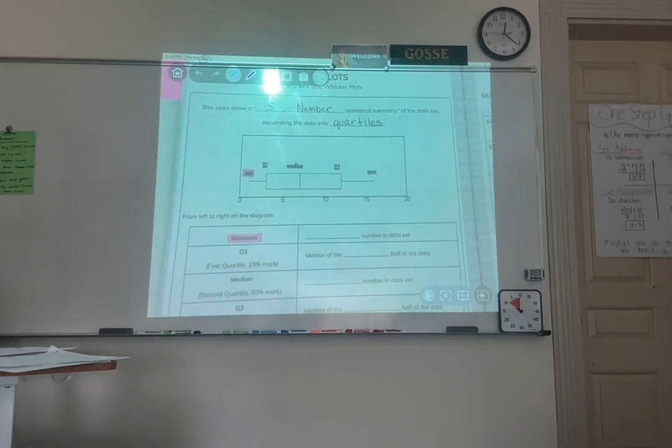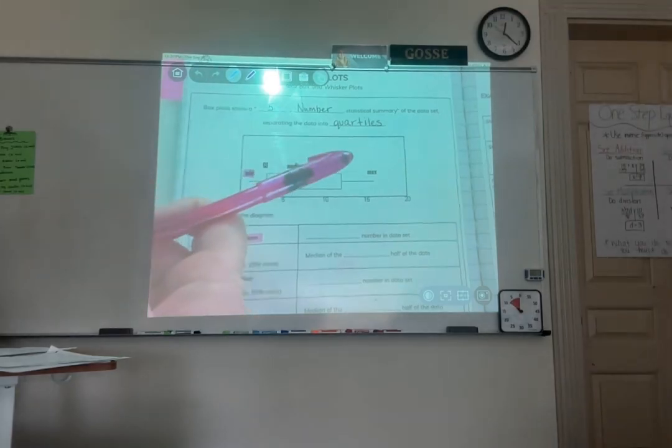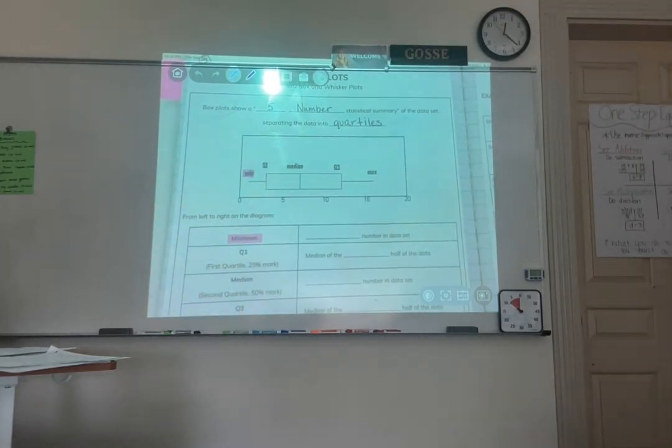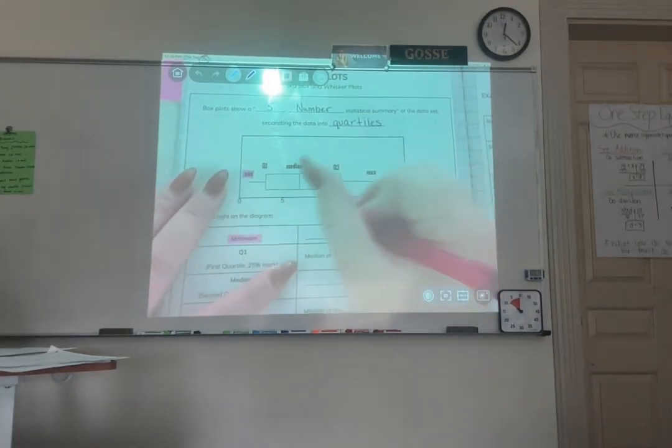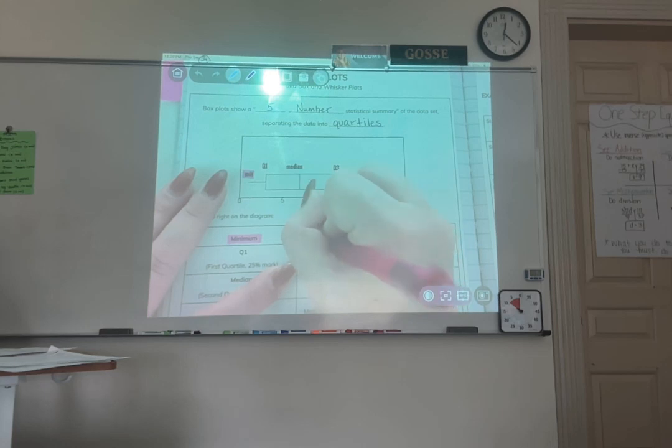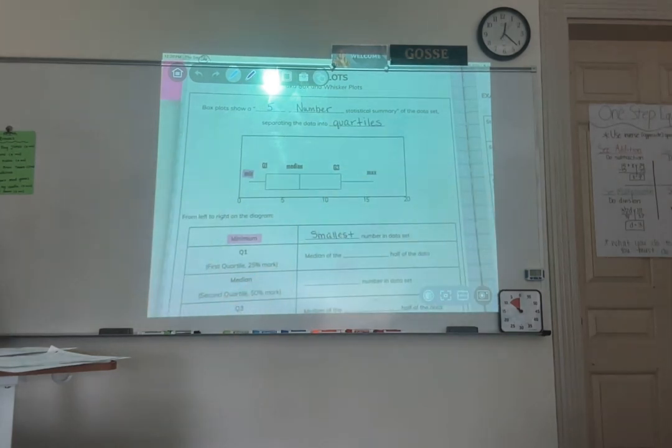You can then cap this color and go back to your normal writing utensil. All right. Minimum, otherwise known as the what number in a data set? Lowest. The lowest, the smallest, whatever you want. So let's say I like smallest, but if you want to write lowest, that doesn't bother me. It's the smallest number in a data set.